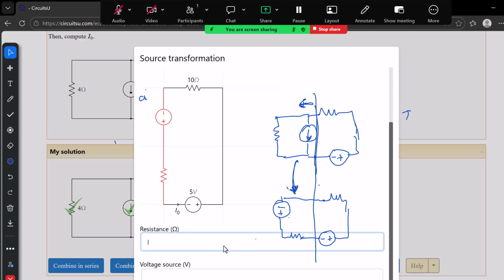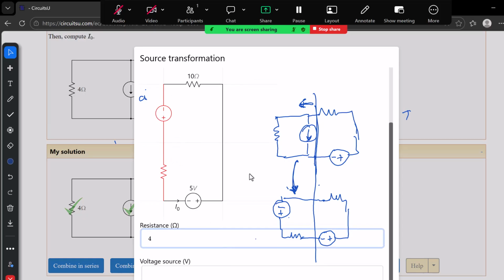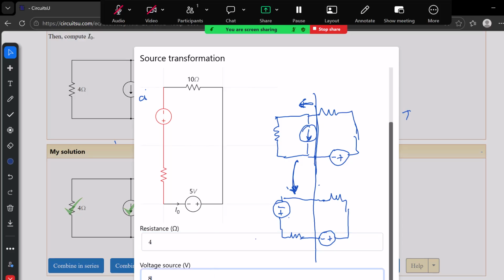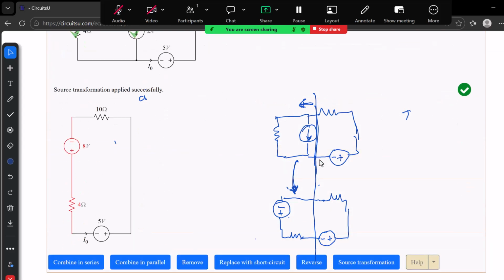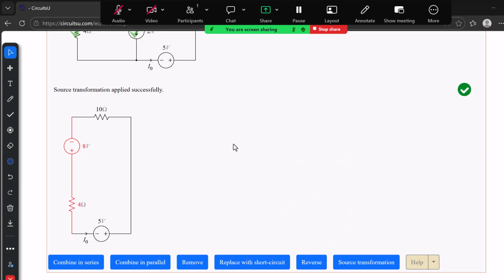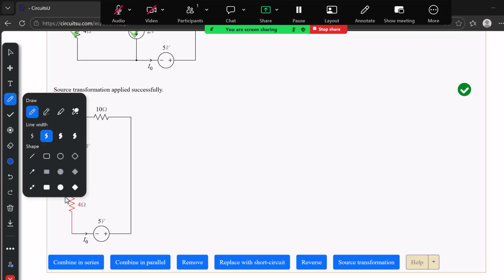So our resistance, which is still going to be 4, and then our voltage, since we have the same orientation, is going to be 8 volts. So we submit, and yeah, it is correct. Excellent. So the next thing is to, now that it is in series, it's very easy to compute the current.